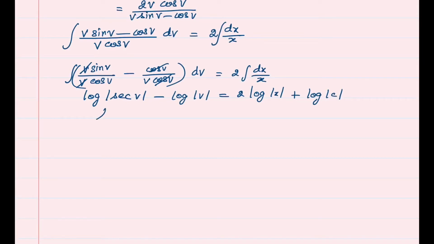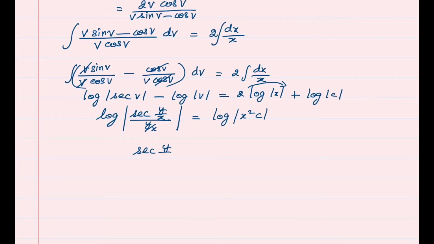We will combine these log terms, log of secant v. We will substitute for v, v is y by x, divided by v, which is y by x. Log a minus log b is log of a divided by b. We will take this 2 as the power, so that we can combine these two log terms, log of x square c. We can cancel the logarithmic function on both sides.